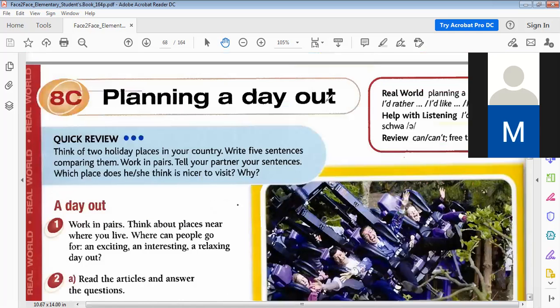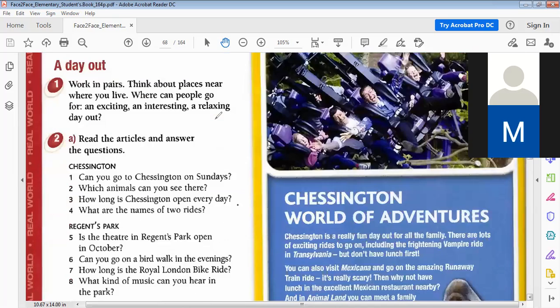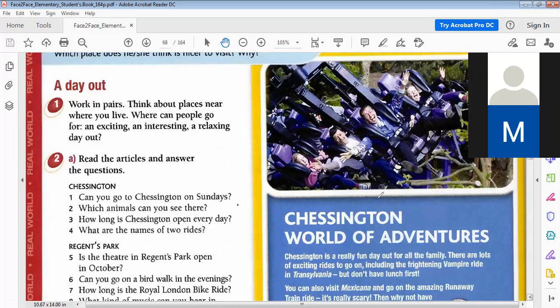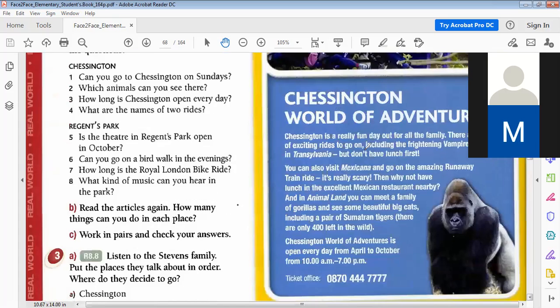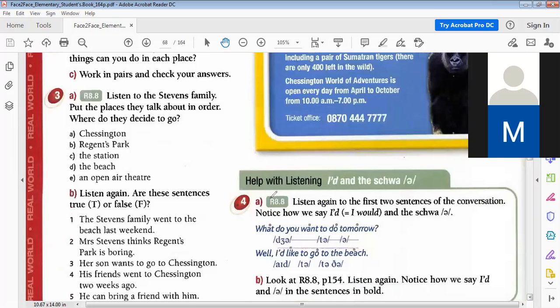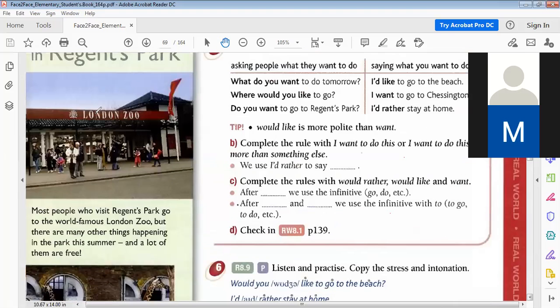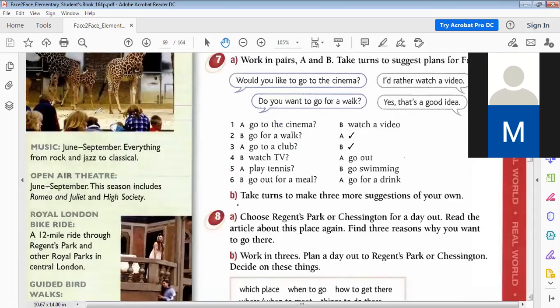So a day out. Okay, so now I want to show you two nice places in London. This is the first park, the first place. It's called Chessington. I want you to read about Chessington, and after you read about it, you can read about the second place. This is the second place. This is Regent's Park. Can you see Regent's Park? You can also read about Regent's Park.